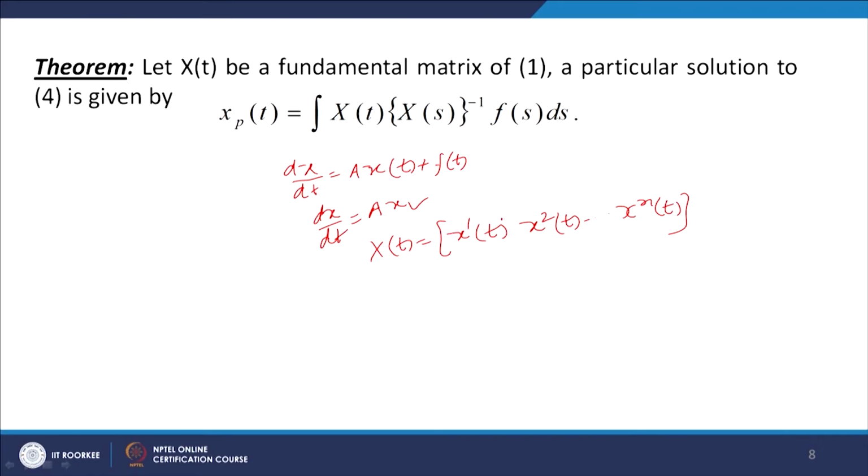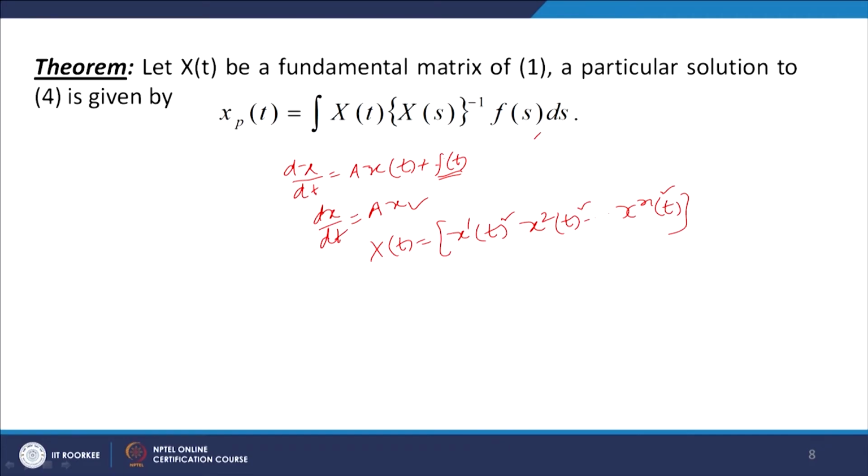Now, remember x1(t), x2(t), up to xn(t) are n linearly independent solutions of dx/dt = Ax. So, X(t) is a non-singular matrix, and therefore, we can find its inverse. So, we find the inverse of this matrix and put here the value of X(s) inverse, and then multiply by f(s). This vector f(t) is known to us, and then integrate with respect to s. So, we will get the particular solution of equation 4.